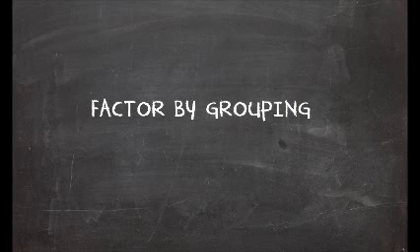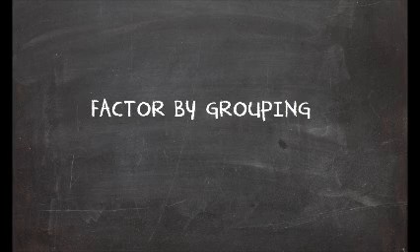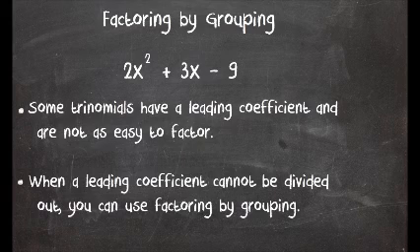This is a brief review of factoring by grouping. I'm sure as you've been learning about factoring, you ran into a few examples that are more difficult than others. Here we have an example of a trinomial with a leading coefficient. Sometimes the leading coefficient will not divide out. When this happens, you can use factoring by grouping.